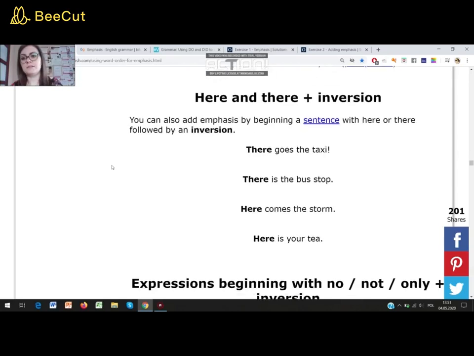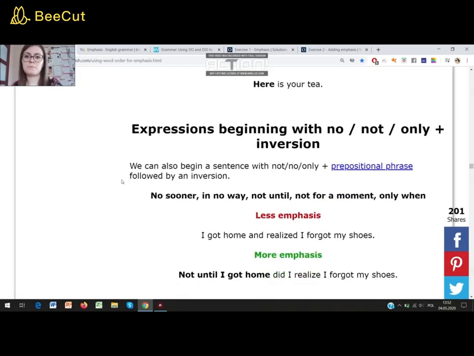Here and there plus inversion is also quite common. Also in songs. You can also add emphasis by beginning a sentence with here or there followed by an inversion. There goes the taxi. There is the bus stop. Here comes the storm, here is your tea, here comes the sun, etc.